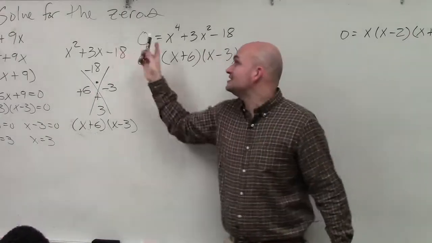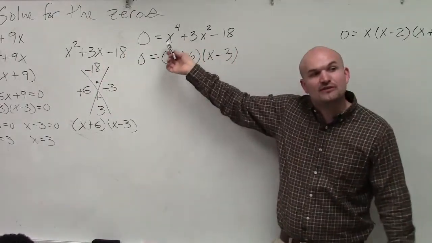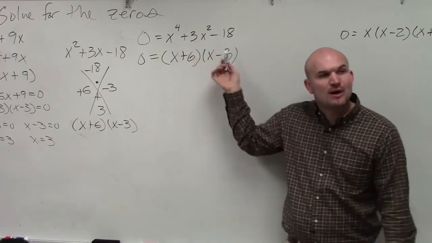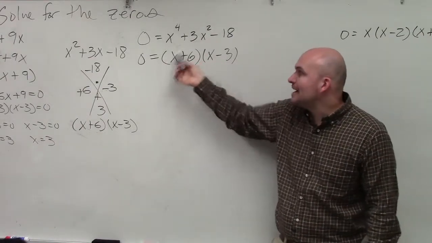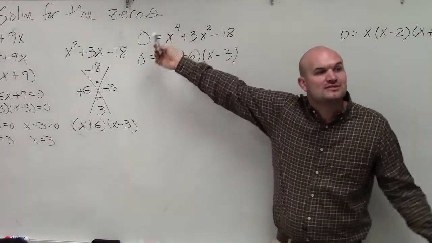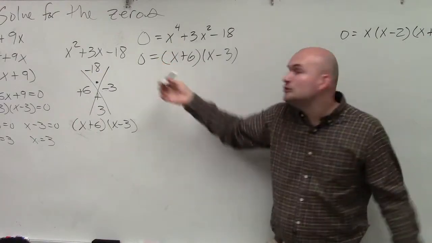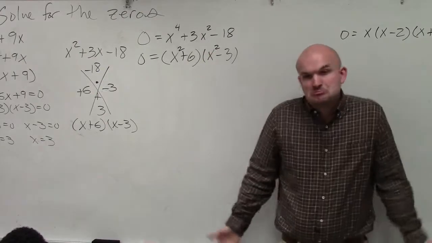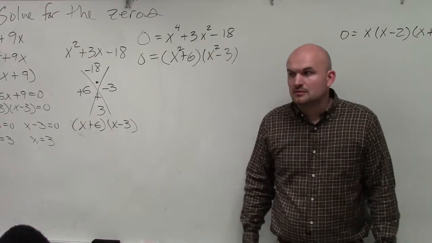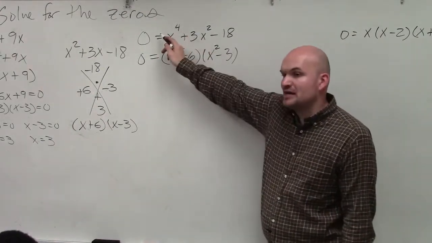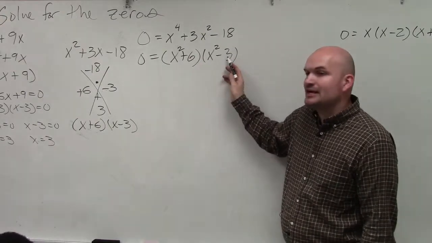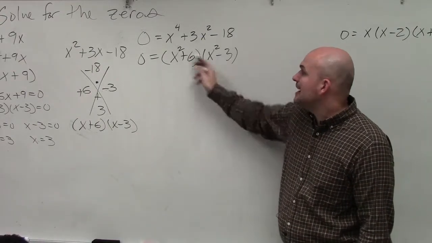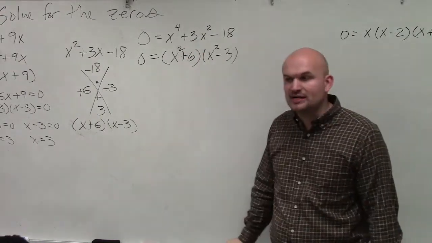However, instead of it being to x squared, it's to x to the 4th. So what power do I want my factors to be where I multiply x times x and then give me x to the 4th instead of give me x squared? You want them to be x squared. And that's it. Because x squared times x squared gives you x to the 4th. 6 times negative 3 gives you negative 18. And the middle terms add up to give you 3x squared.